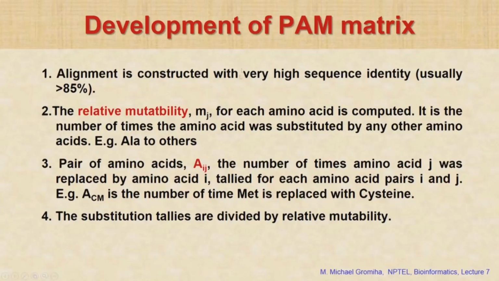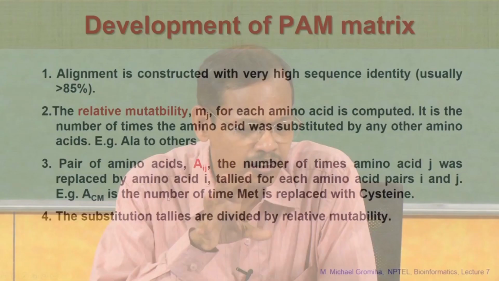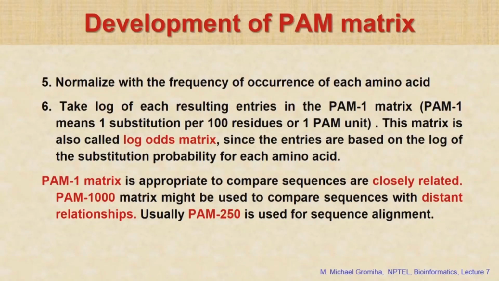Here we show the relative mutability for each amino acid, how many times, say, alanine is mutated to others. And the second one, we need to see the exact mutations, for example Aij, how many times I is mutated to J. For example, ACM is the number of times methionine is replaced with cysteine. Likewise, you can see the relative mutability of any amino acid. Then one has to consider the number of amino acids and the total number of residues in the alignment.